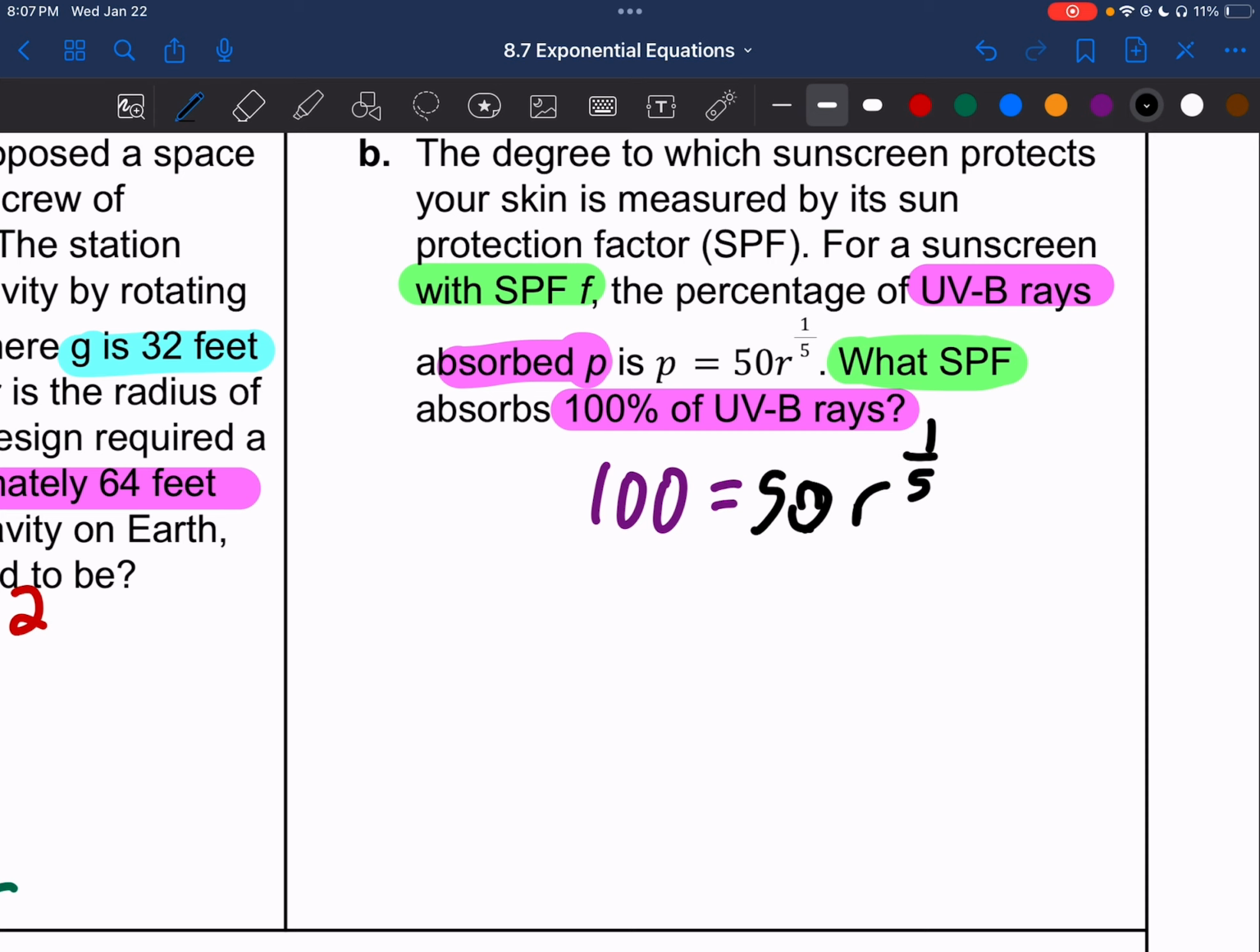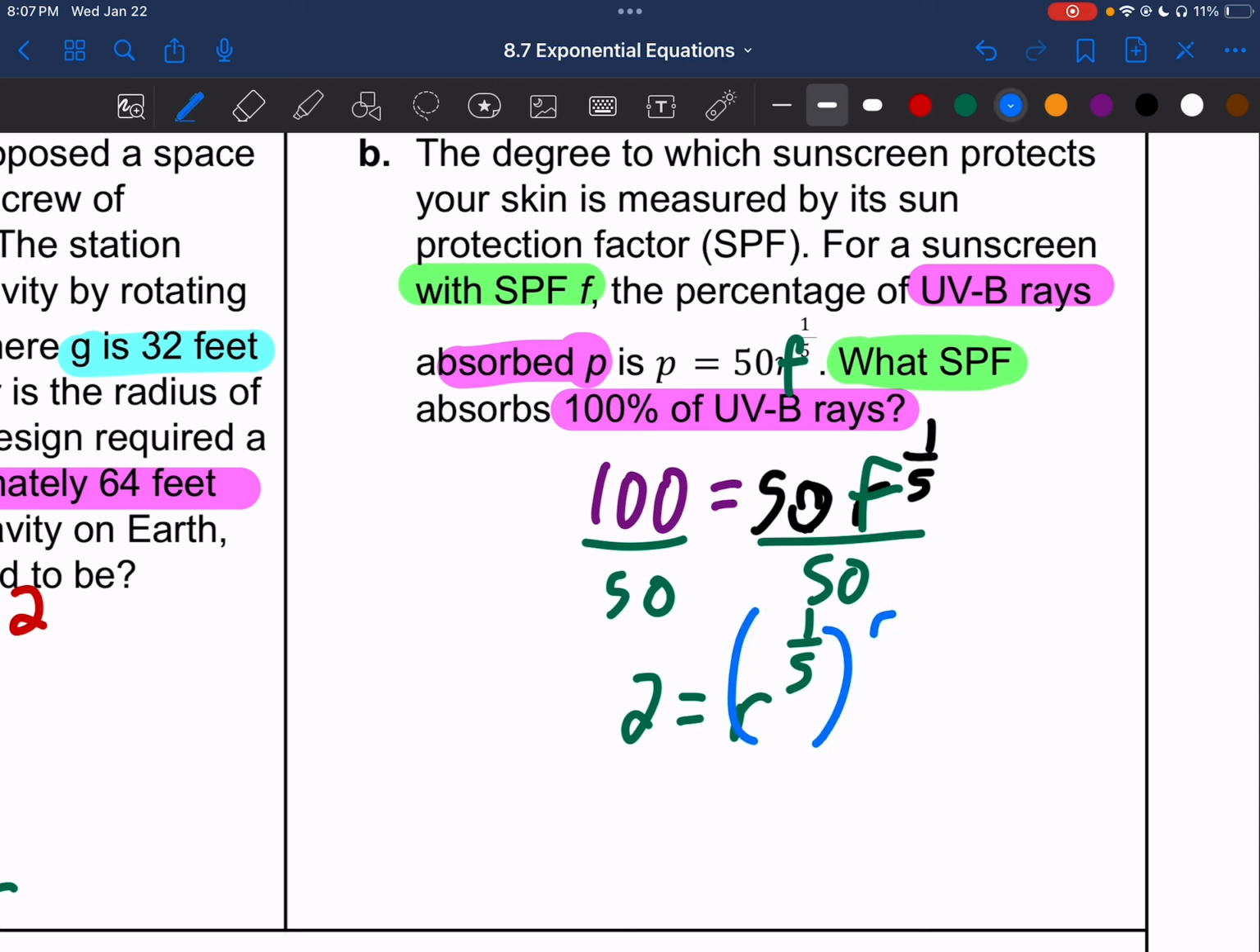Now, the first thing we should do to solve this, we're going to divide both sides by 50. So we divide both sides by 50, and when we do that, we get 2 is equal to F to the 1/5. Now, how do we get rid of the 5th root?